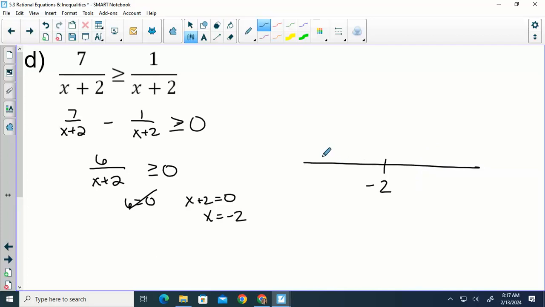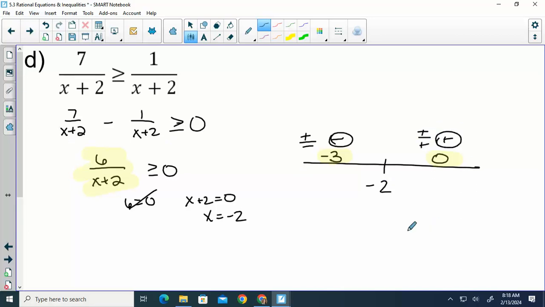So test points, smaller than negative 2, bigger than negative 2. Well, we put those into this fraction. So the top is positive no matter what. Negative 3 plus 2 is negative, so this section is negative. Put in a 0, so we have positive over positive, which is positive.